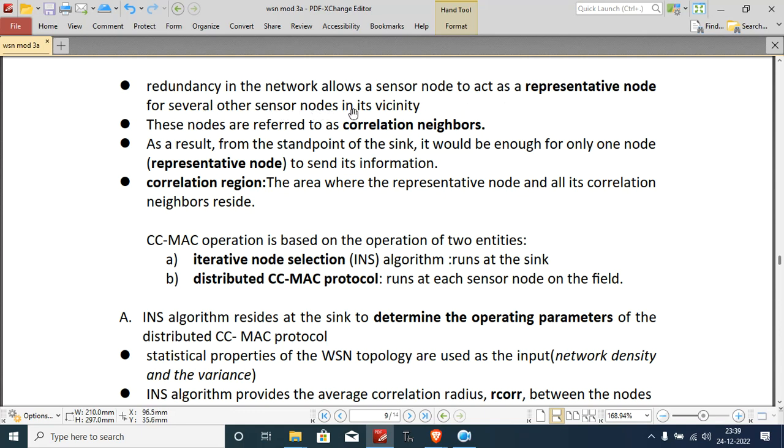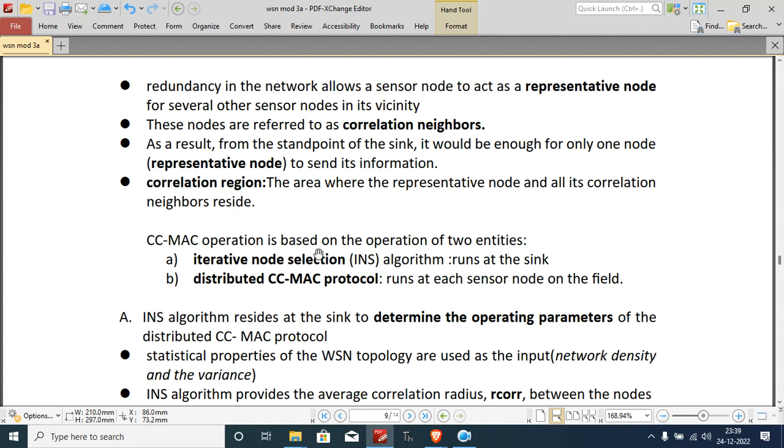So here redundancy in the network allows a sensor node to act as a representative node for several other nodes in its vicinity. These nodes are referred to as correlation neighbors. As a result, from the standpoint of the sink, it would be enough for only one node, that is the representative node, to send its information. Correlation region: the area where the representative node and its correlation neighbors reside.